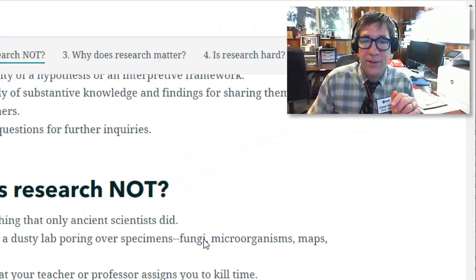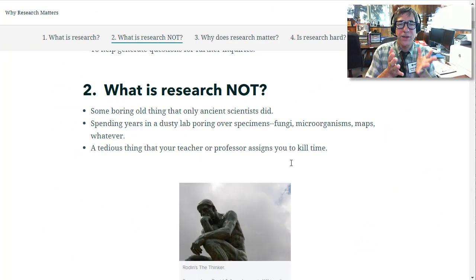Let's first talk about, before we go further, what is research not? I want to dispel any sort of preconceived notions you might have about research. Research is not some boring old thing that only ancient scientists did. Some of those things actually I find quite fascinating, but it's not only that. Sure, ancient scientists have done research. Modern scientists, you are doing research, and it's everything in between.